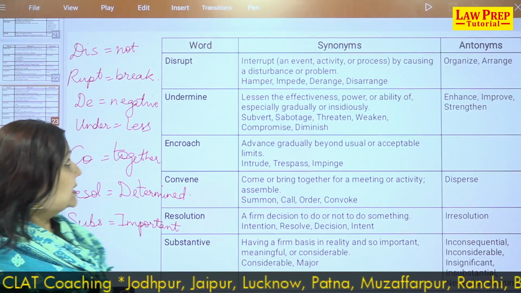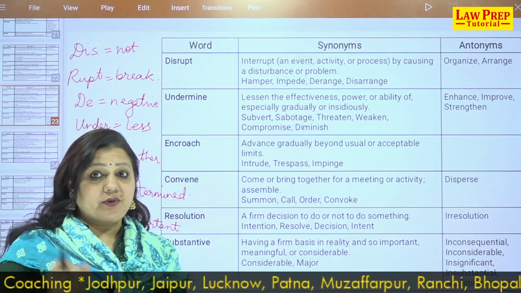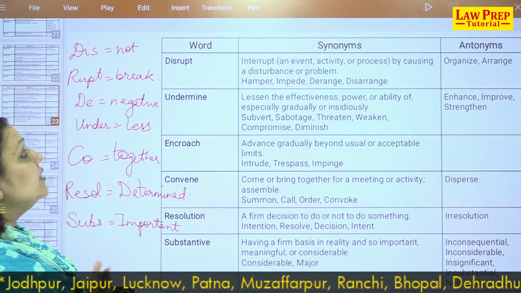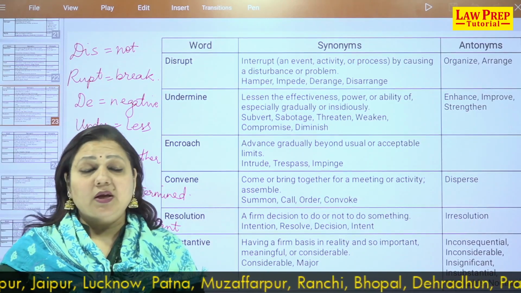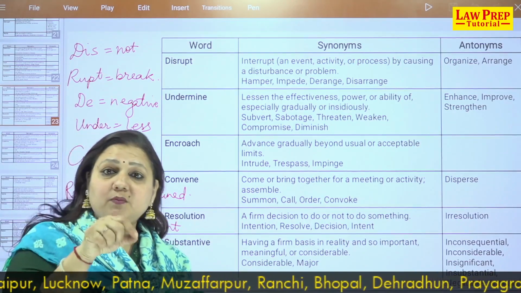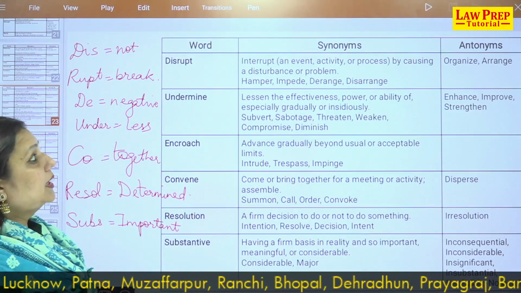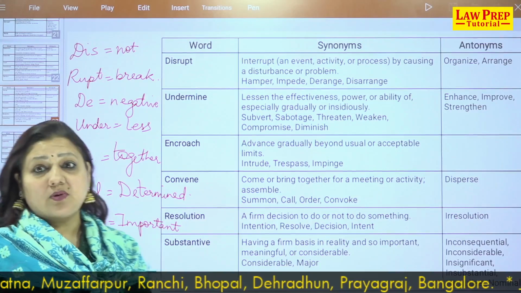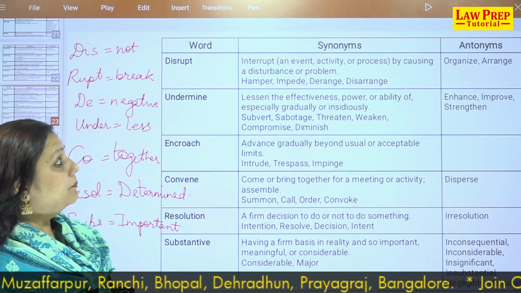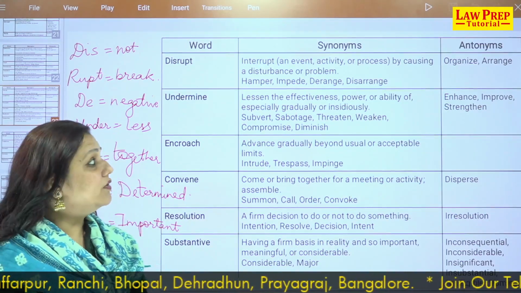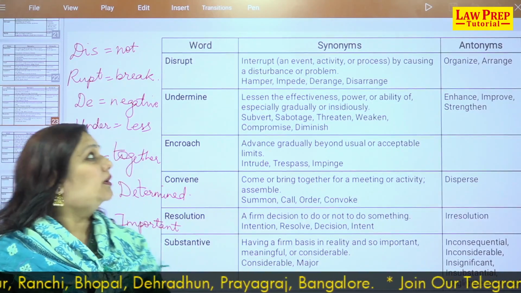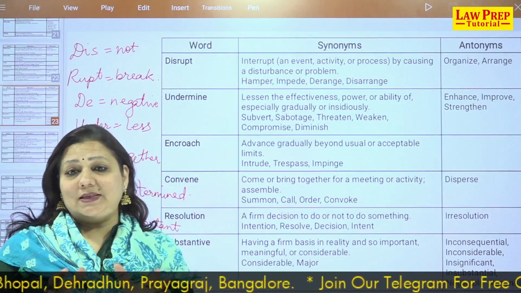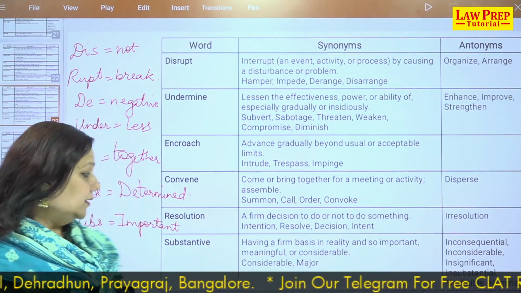Something which is very important for today's scenario, disruptive. Disruptive is which is a deranged state. It is an interruption. Have you heard of poking one's nose in someone's matter, getting into something, an event or an activity or a process? It's by causing a disturbance or a problem to something. It's hamper, it's impede, it's derange or disarrange something. That is the word we use for disrupt. When you are not in an organized manner, in a very shuffled manner.